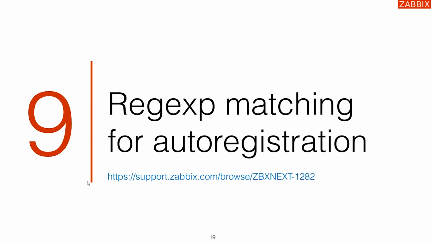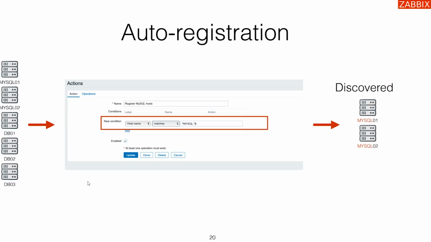Regular expression matching for auto-registration. Again, this will make your life quite a lot easier. Before that, it was basically just a substring, like if host name like something. Now you are able to use regular expressions, which means more ways, more functionality to search for something in the host name, exclude something, and achieve the result that you are looking for.